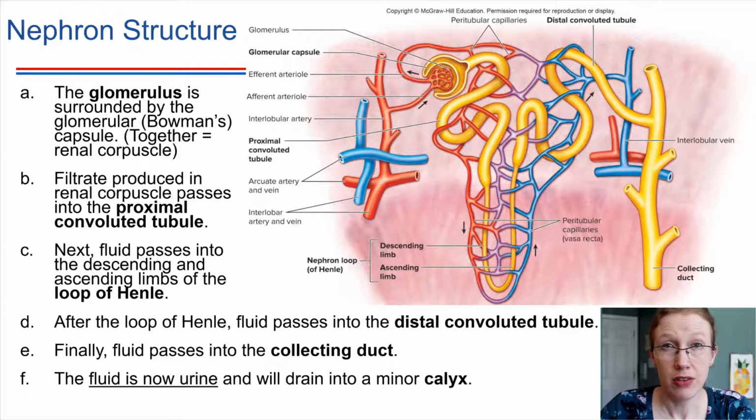So now that we kind of have the structure down, next step is to talk about the filtration. How does the blood actually get filtered by this structure?